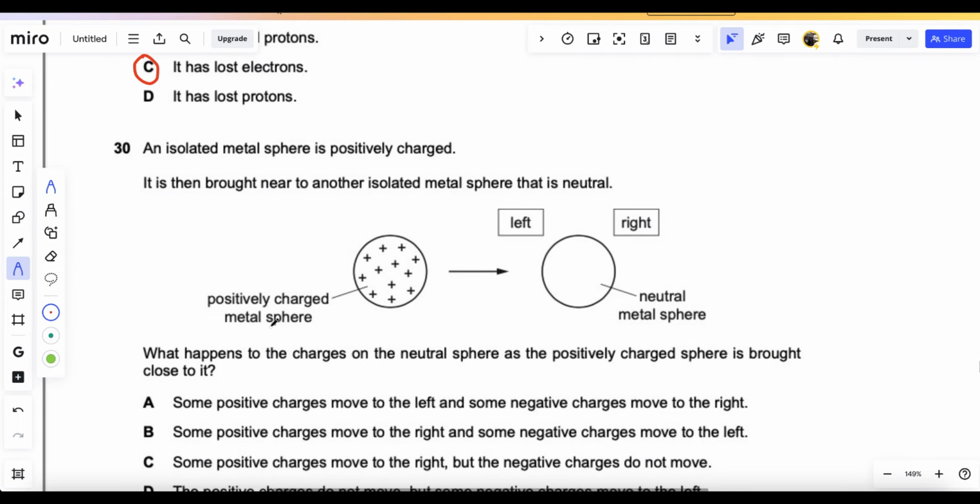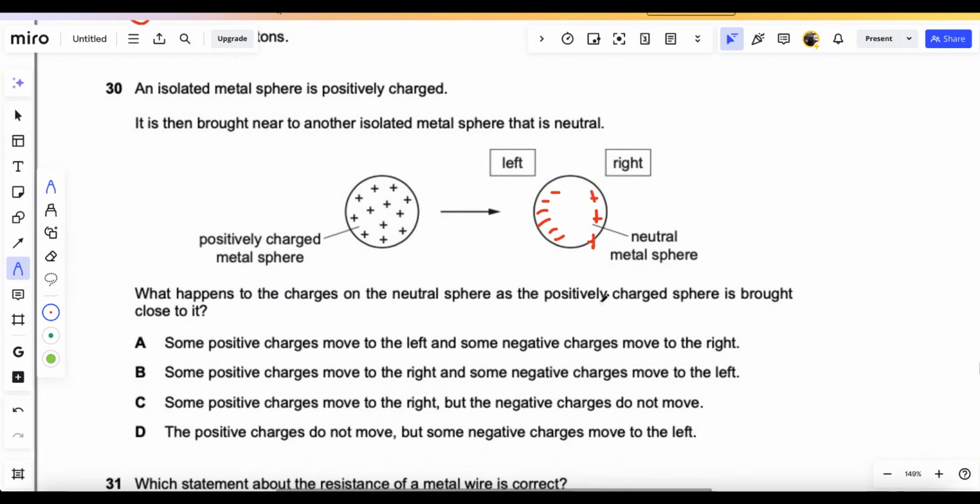Question 30. An isolated metal sphere is positively charged. It is then brought near to another isolated metal sphere that is neutral. What happens to the charges on the neutral sphere as the positively charged sphere is brought near it? You bring the positively charged sphere here, so all the negative charges will align on this side, attracted this way, and the positive charges will be rearranged to the other side, before you earth it.